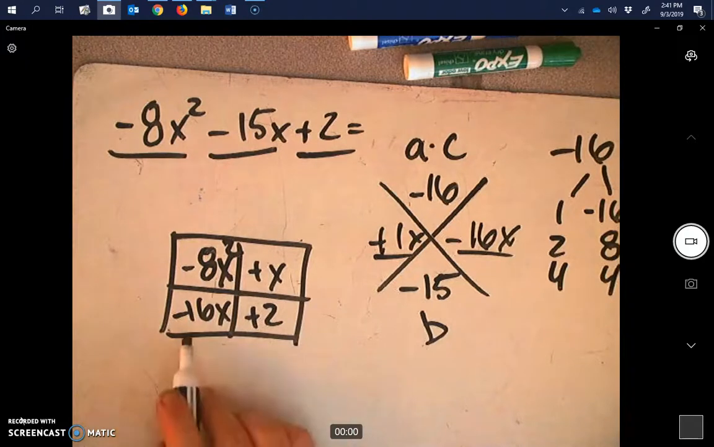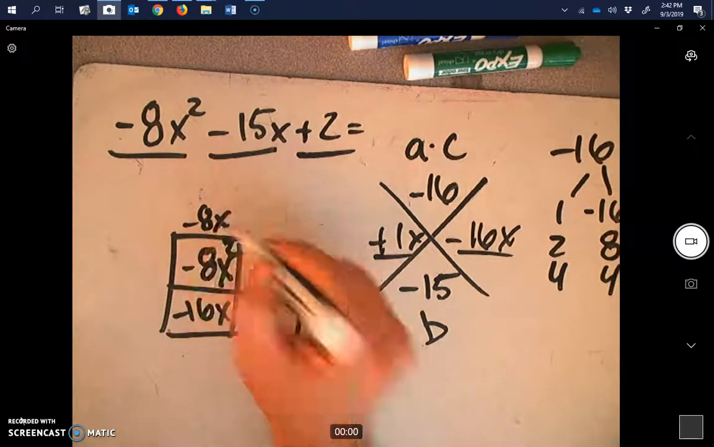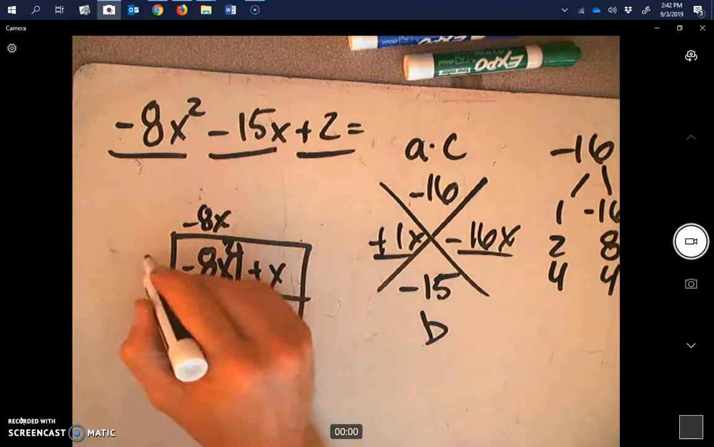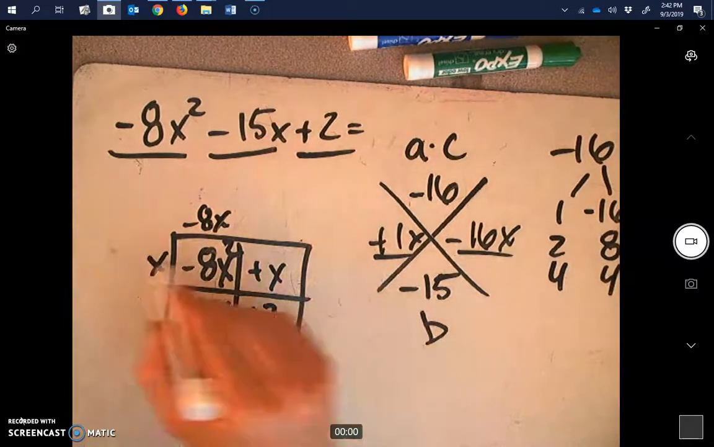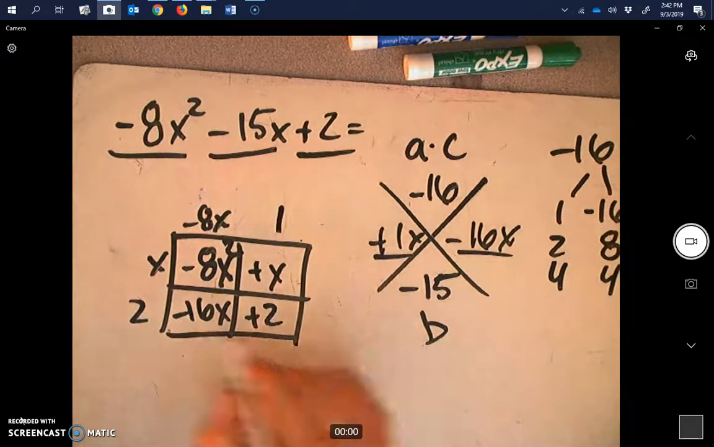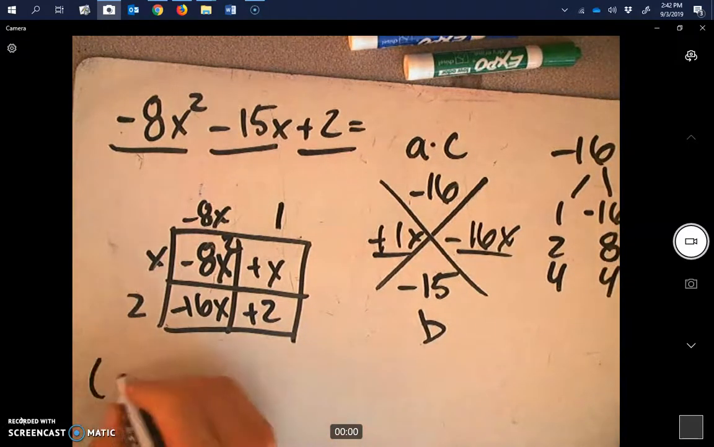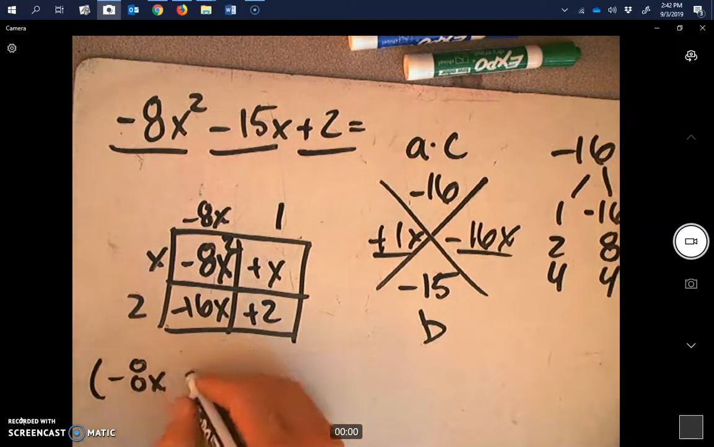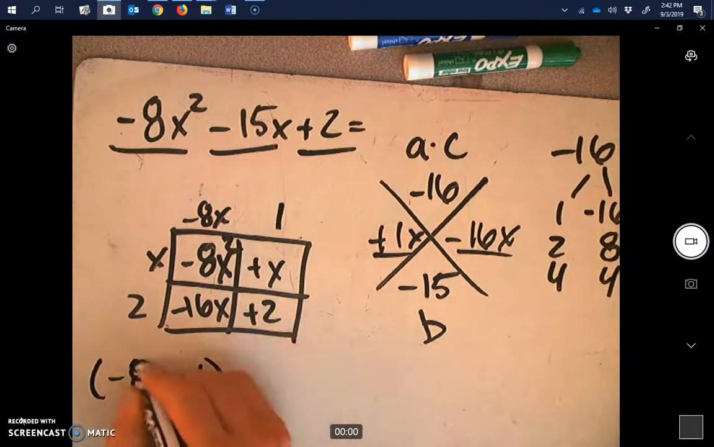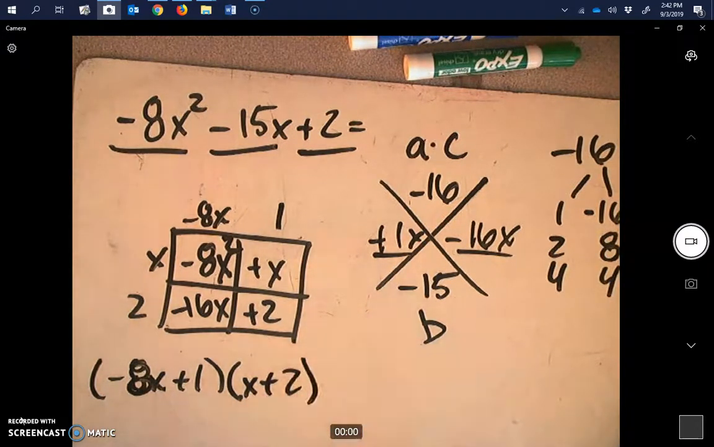I can pull out negative 8x, right? And then down here I'll get positive x, x times 1, 1 times 2, and 2 times negative 8x is negative 16x. So we get this factored as negative 8x plus 1 times x plus 2.